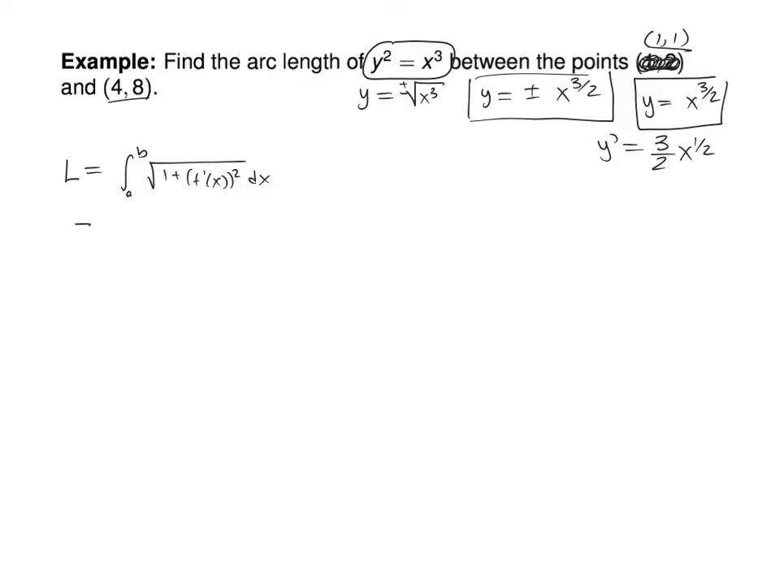Okay, and what goes in for my a and my b? 1 and 4, exactly. Root 1 plus 3 over 2 root x, squared, dx. Nice, I found the difficulty. There's slight difficulty. So you have the root 1 plus, what happens when you square 3 over 2 root x? 9/4 x.